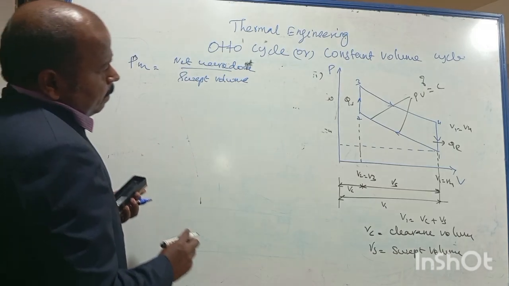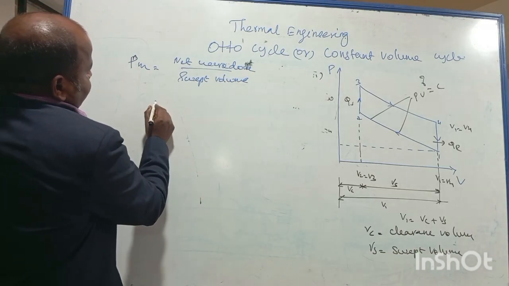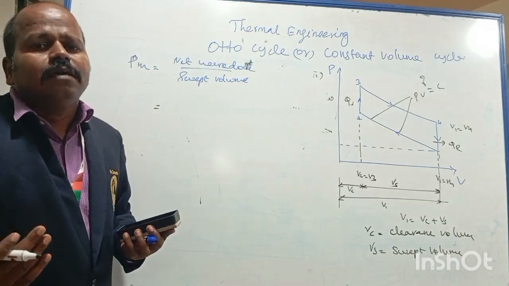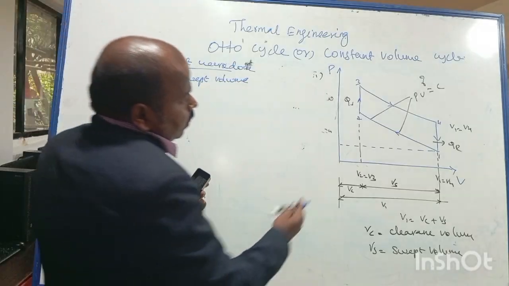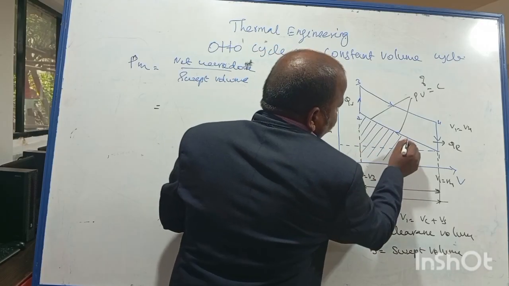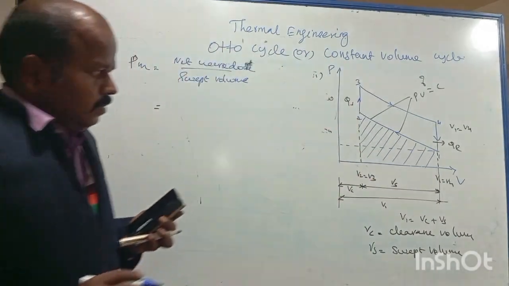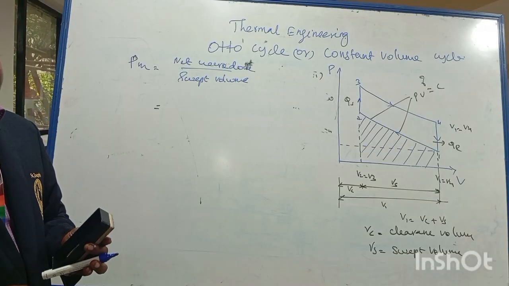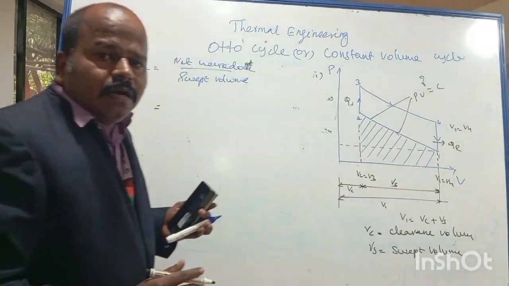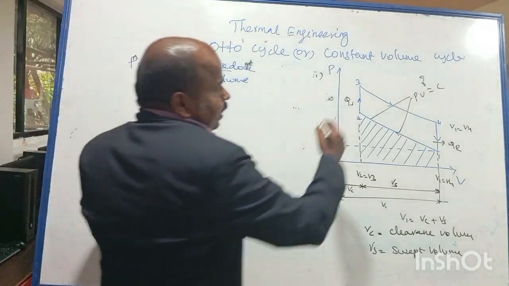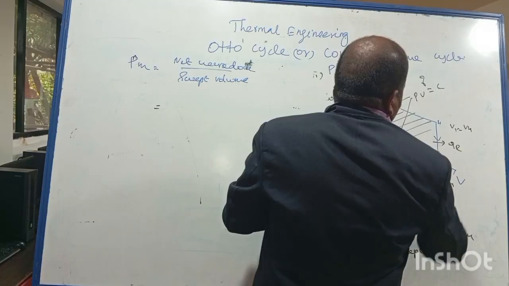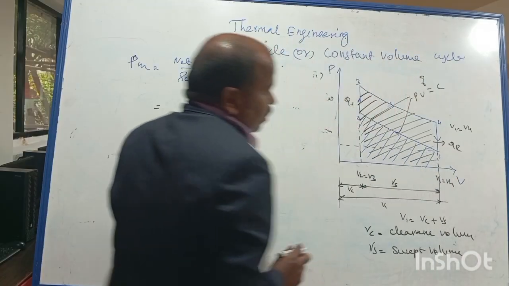Now what is net work done? Normally work done is nothing but the area under the curve. If you look at this PV diagram, this is the work given to the system during the compression stroke. Similarly, look at process 3 to 4. This is the work done by the engine during the expansion stroke. I have shaded this in black. So this is the work done by the system.